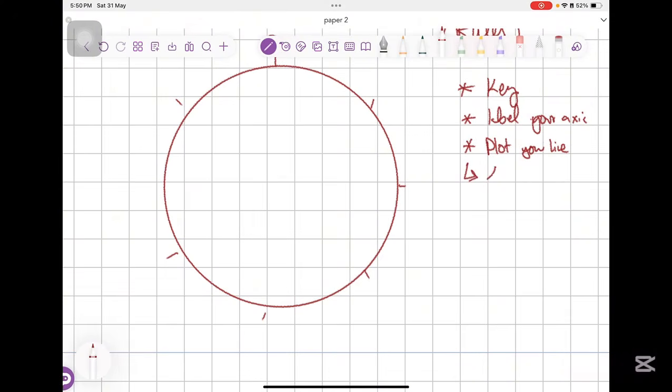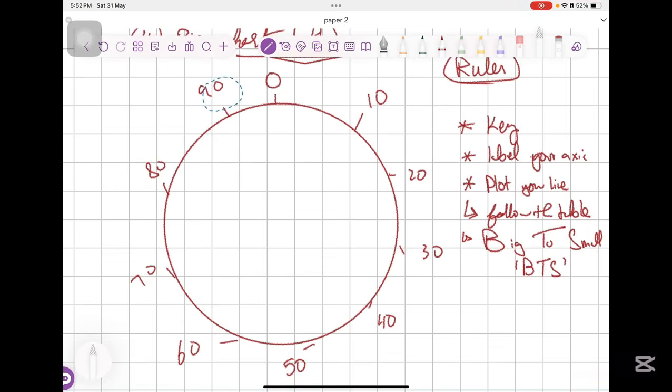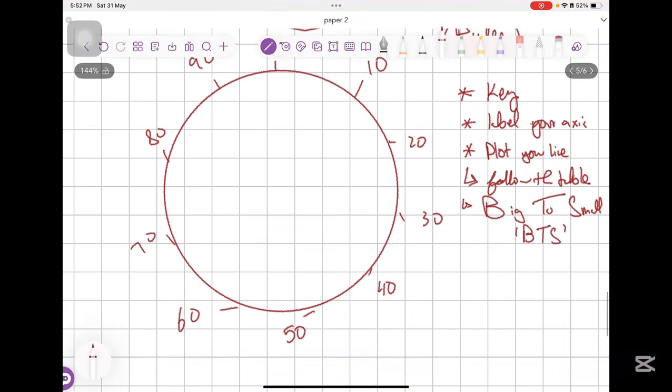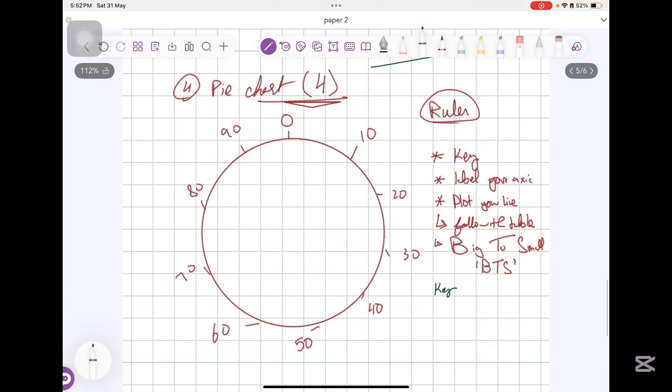In plotting your data, either follow the table given, or make it from big to small. Remember it as BTS. It's labeled, it's not perfect, but I'm just going to give you an overall idea. They're talking about types of fuels used, for instance. This is the key, and they drew you a table with different types of fuels like fossil fuels, oil, natural gas.